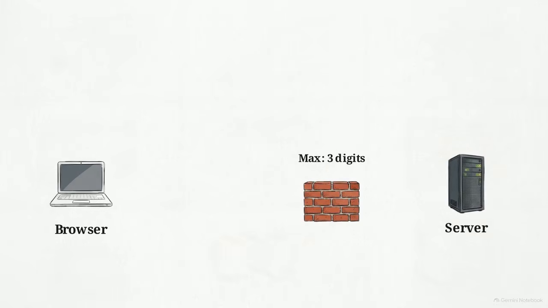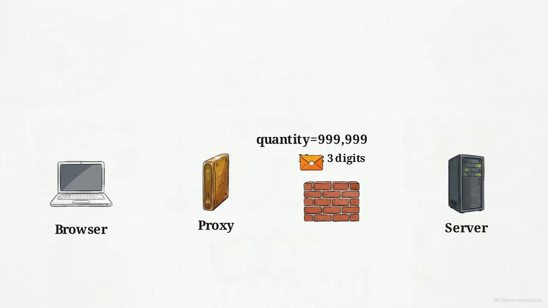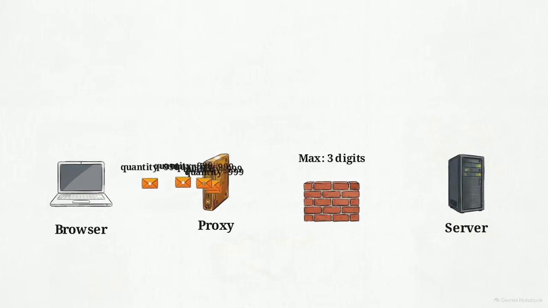The simplest way around this wall is to let the browser enforce its 3-digit rule, but grab the data mid-flight before it reaches the server. We set up an interception proxy as a middleman. Your browser sends the maximum 999, but we catch that packet before it reaches the server. Inside the proxy, we edit the packet, changing 999 to 999,999, and forward it to its final destination.